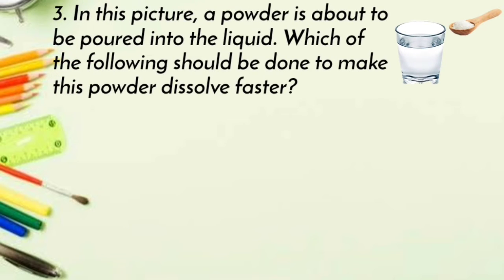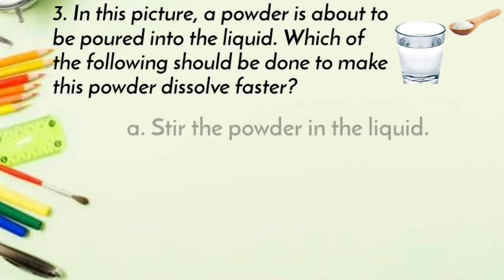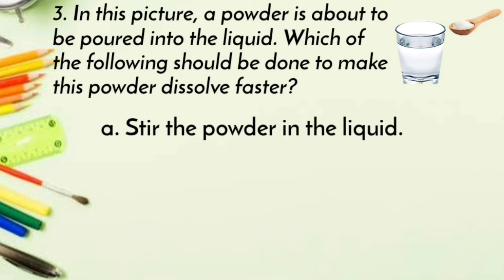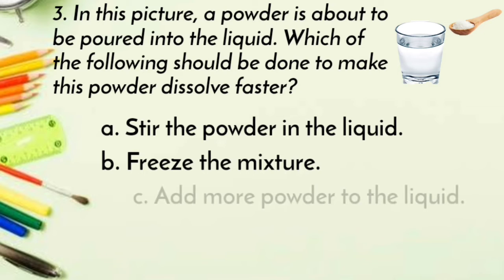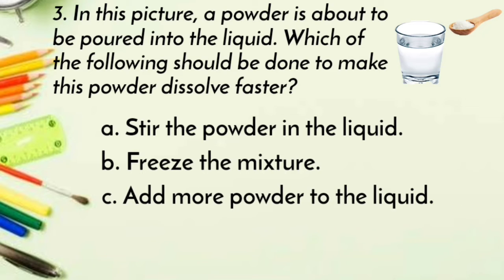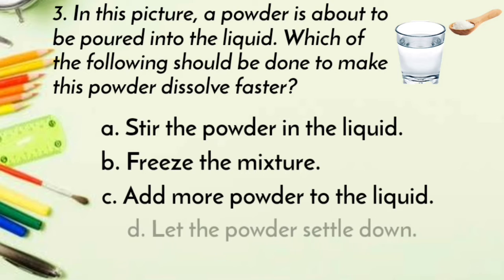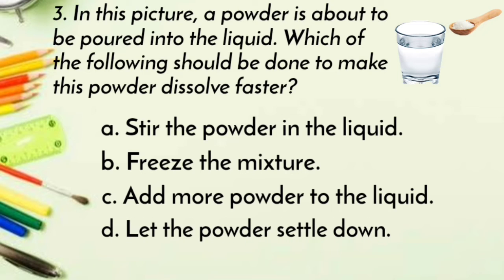Third question. In this picture, a powder is about to be poured into the liquid. Which of the following should be done to make this powder dissolve faster? A. Stir the powder in the liquid. B. Freeze the mixture. Letter C. Add more powder to the liquid. Or letter D. Let the powder settle down.